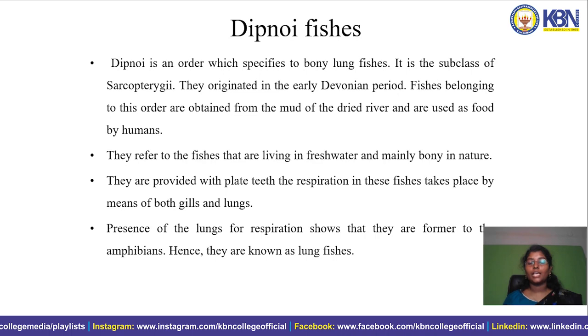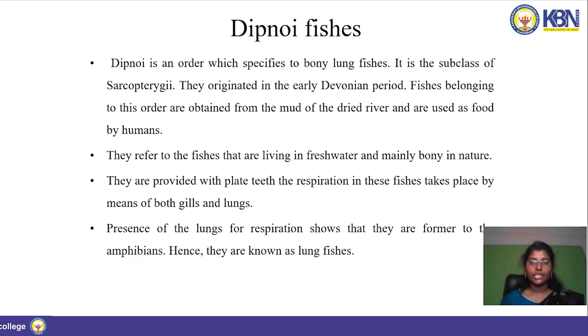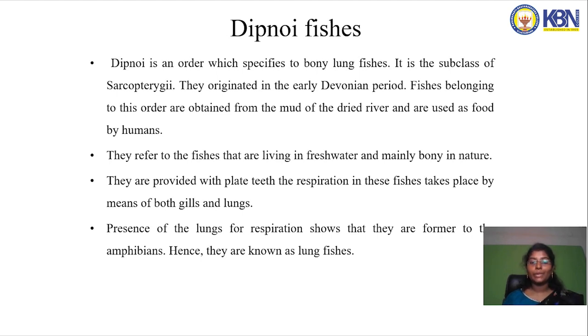Next, the final topic of this unit 2, dipnoi fishes. Dipnoi is an order which refers to bony lungfishes. It is a subclass of sarcopterygii. They originated in the early Devonian period. Fishes belonging to this order are obtained from the mud of dried rivers and used as food by humans. They live in freshwater and are mainly bony in nature. They are provided with plate teeth.